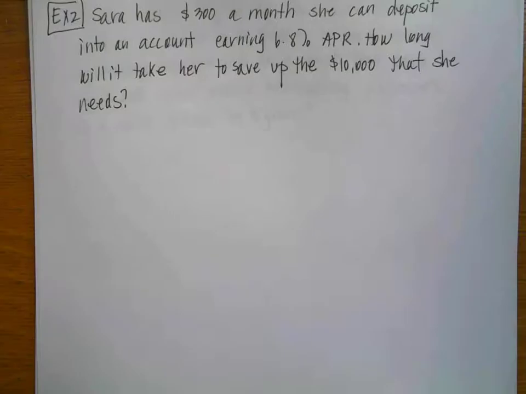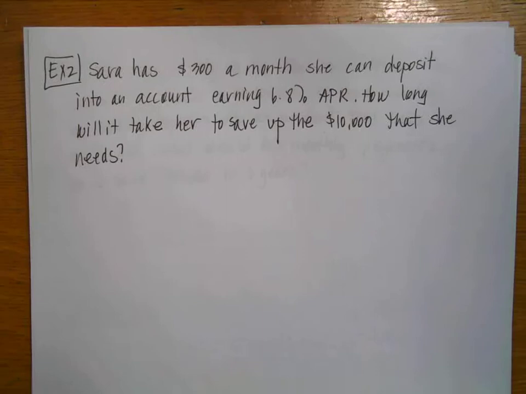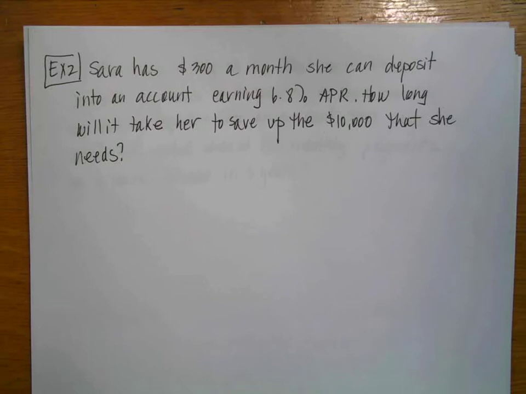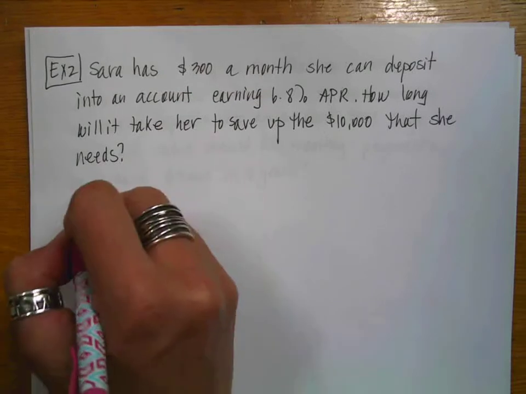So again, the formula looks a little scary, but all we're going to do is manage that formula in our calculator. So now I'm going to move on to the next example. This time I have my camera zoomed in a little bit so you can see my calculator a little bit better. Sarah has $300 a month that she can deposit into an account earning 6.8% APR, which is annual percentage rate. How long will it take for her to save up the $10,000 that she needs?